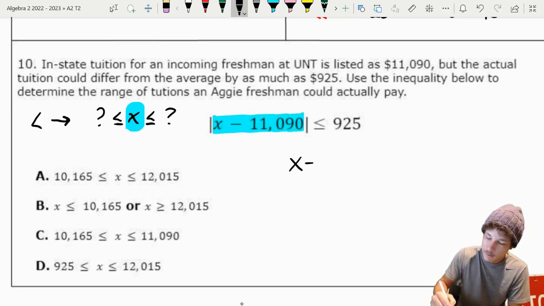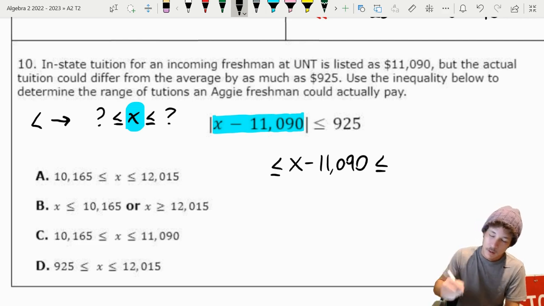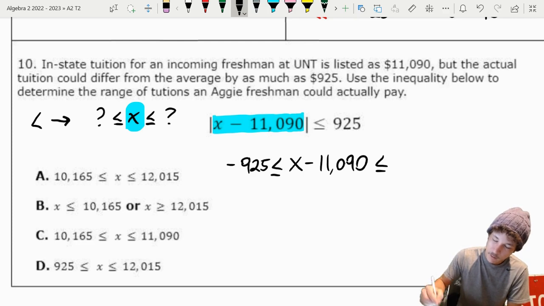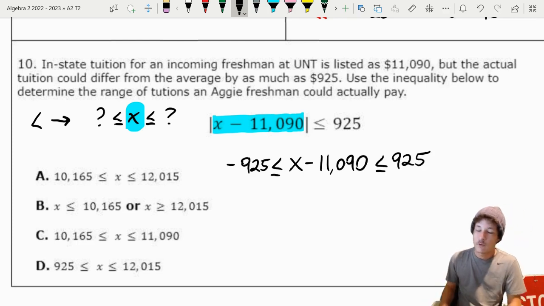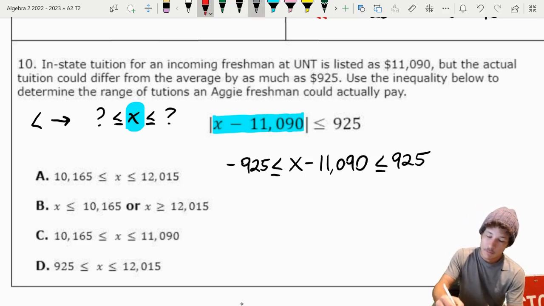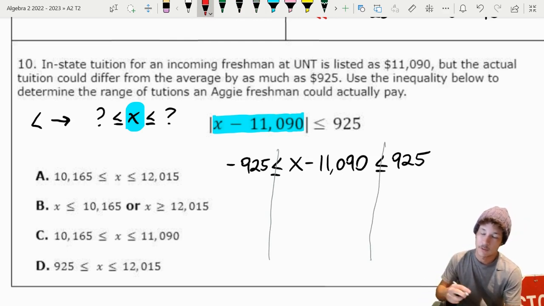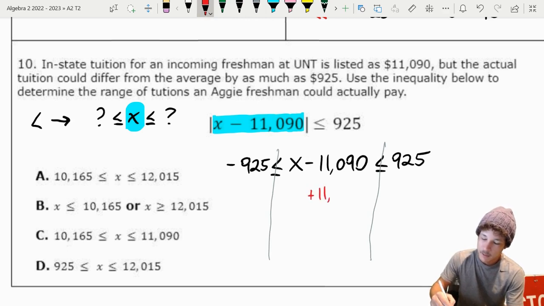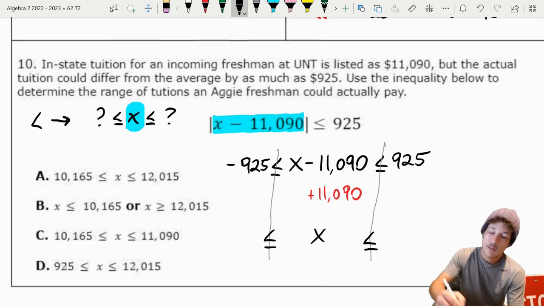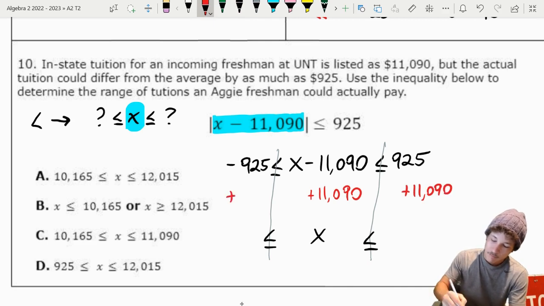So we put x minus 11,090 less than or equal to on both sides. On the left, we're going to put negative 925. On the right, we're going to put positive 925. Just like when you're doing with greater than, you still have to split it up into positives and negatives. If we solve for x, and remember, we have to do everything to all sides, and we have 3 sides to this inequality, we're just going to add 11,090 to that, so we just get x by itself. We'll put our less than or equal to symbols back. We have to do this to all 3 sides. So you have to add 11,090 over here, and you have to add 11,090 over here.